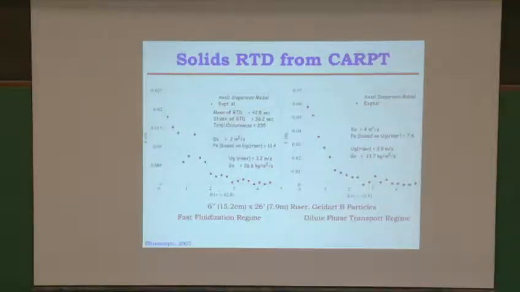So this shows solids RTD measured from CARP, and it shows how under two types of conditions, a fast fluidization regime and a fluid regime, the fit between an axial dispersion model, shown here in the solid lines, and the data points, which actually all come from CARP. So you see there that the axial dispersion model really does not provide a very good fit between the data and the model.